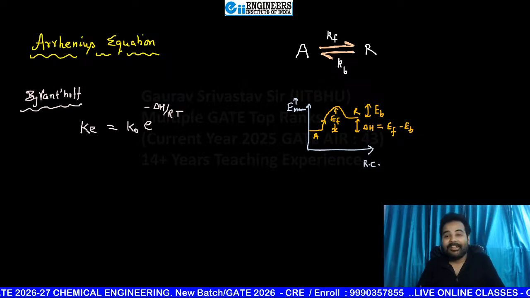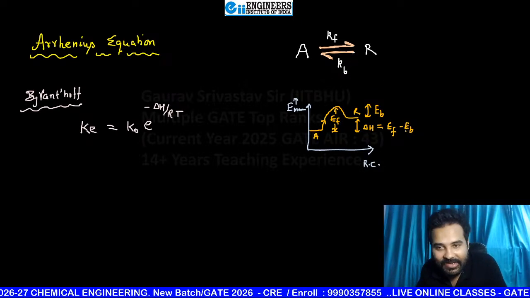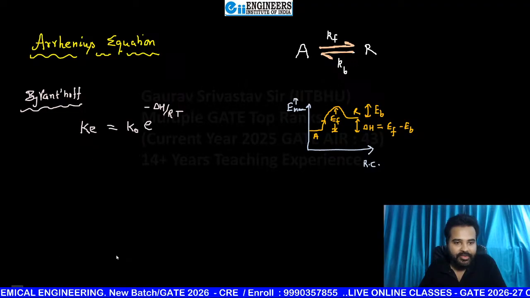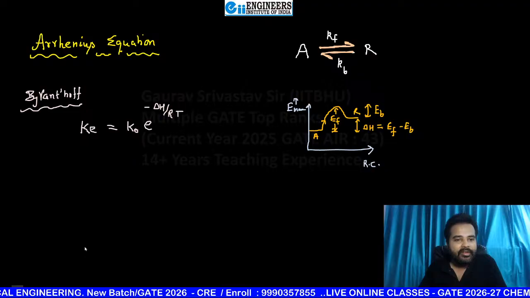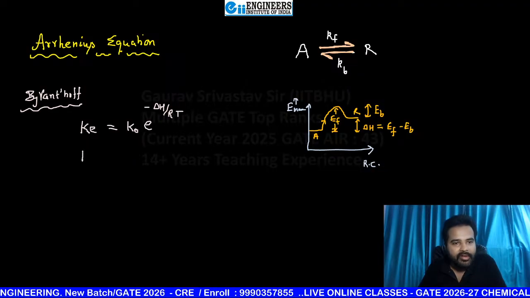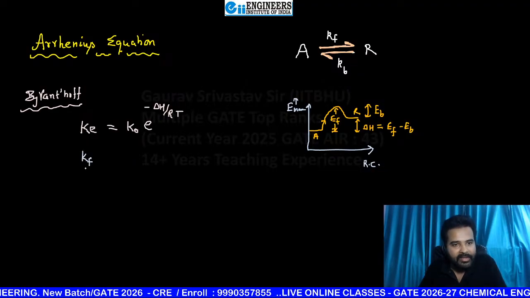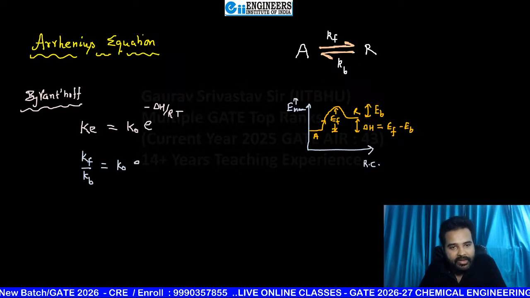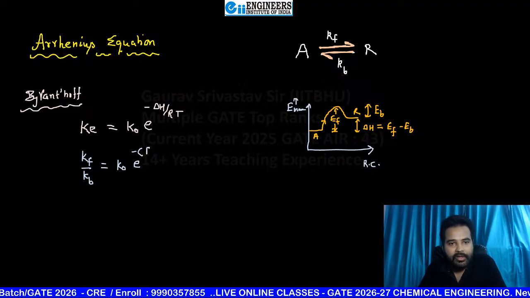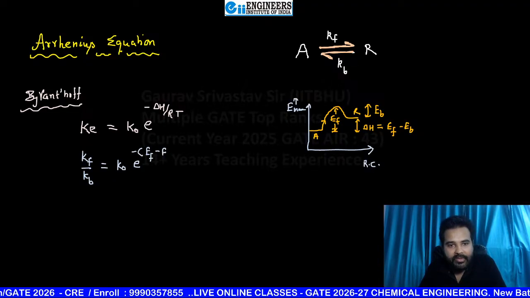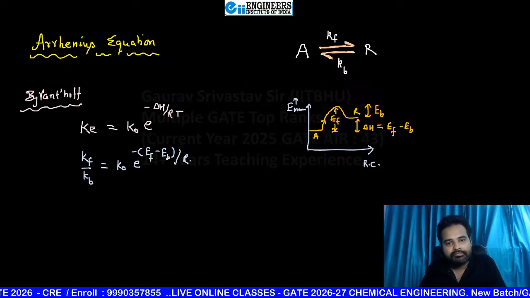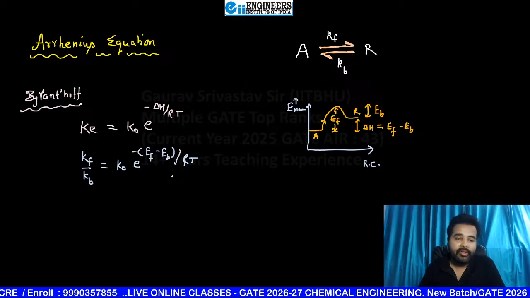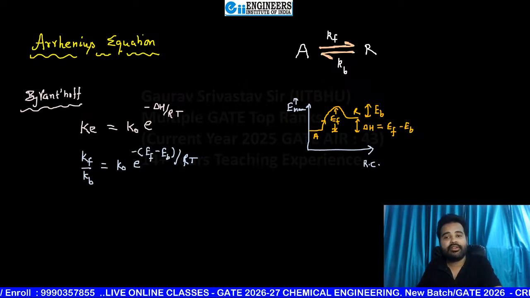So is this clear to everyone? You can write delta H is equal to EF minus EB. So now see, I am going to do some analysis, my dear students. Further, this equation can be written as K equals Kf by Kb, and that becomes equal to K naught e raised to the power minus (EF minus EB) by RT. I hope each and every student is crystal clear. So definitely you are able to write this equation in this manner.